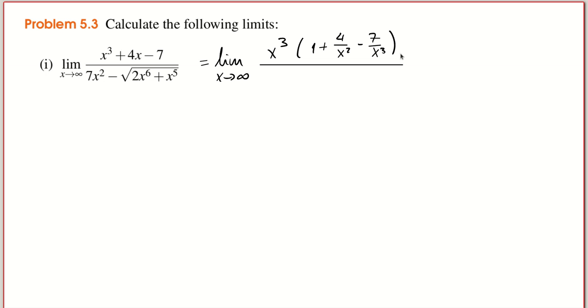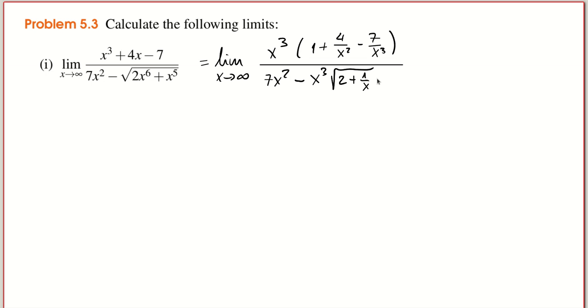Similarly, in the denominator, what you have here is 7x squared. And then you have this square root here, and we can factor out the leading term down here, which is this one, right? So we factor this x to the 6, right? We take it out, and it comes out of the square root as x cubed. So we have minus x cubed times the square root of 2 plus, and since we are factoring out an x to the 6, this becomes 1 over x.